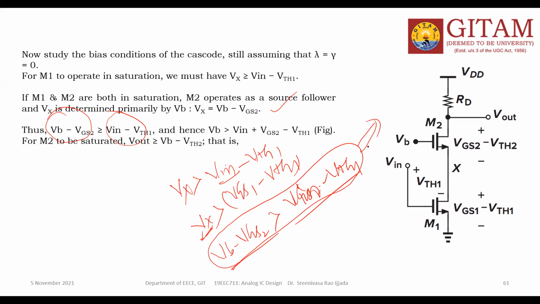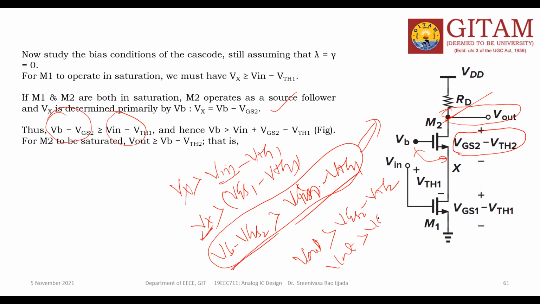So what is the M2 drain potential? Because Vout is there, I can say this is Vout. M2 should be in saturation, so your Vout should be greater than its effective voltage. What is the effective voltage? Vgs2 minus Vth2. What is Vgs2 once again? Vgs2 is nothing but this difference, Vb minus Vx. That means Vout should be greater than Vb minus Vth2. That's it. You got my point, sir?